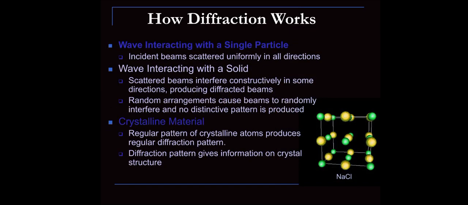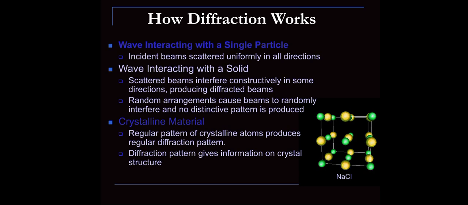Now, how diffraction works. A wave interacting with a single particle: the incident beam is scattered uniformly in all directions. A wave interacting with a solid: the scattered beams interfere constructively in some directions, producing diffracted beams. A random arrangement causes the beams to interfere randomly and no distinctive pattern is produced. Crystalline material: the regular pattern of crystalline atoms produces a regular diffraction pattern. The diffraction pattern gives information on the crystalline structure.